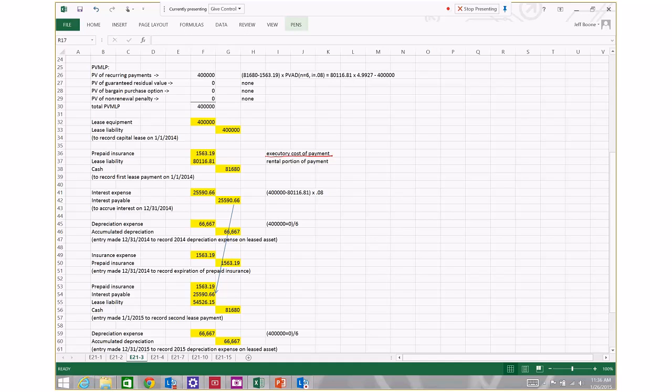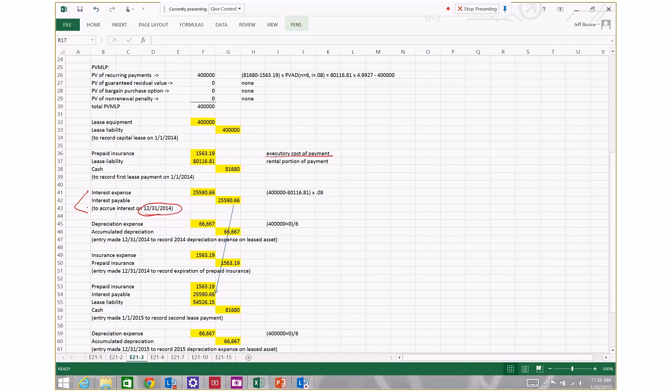Okay, so here we are at December 31st, 2014. What we've got to do on December 31st, 2014 first is accrue interest on this lease liability. The payment's not going to take place until tomorrow, January 1st, 2015, but we need to go ahead and accrue the interest on the lease liability on December 31st, 2014, because that's the end of our accounting period.